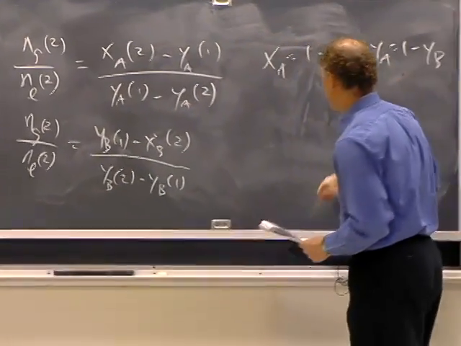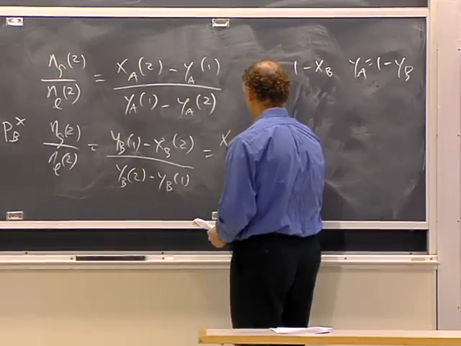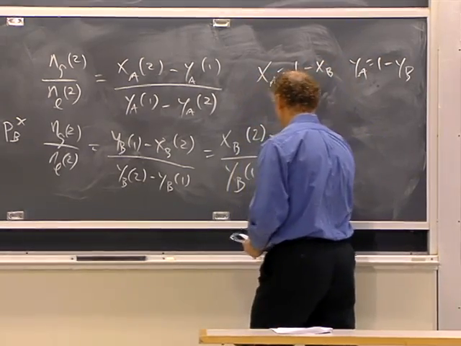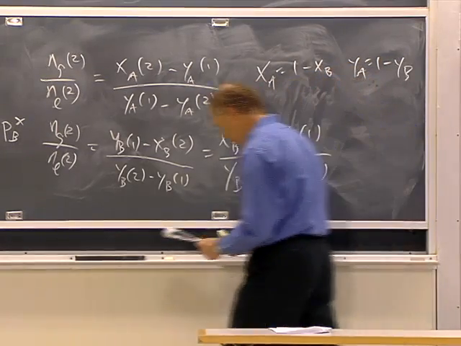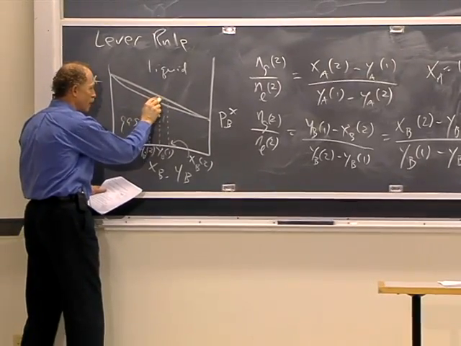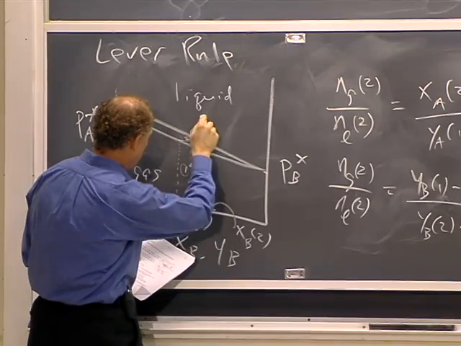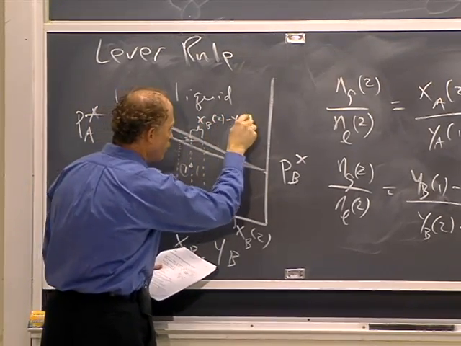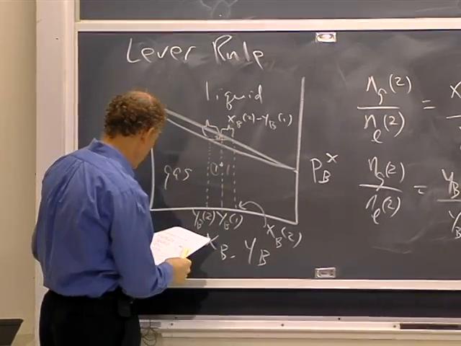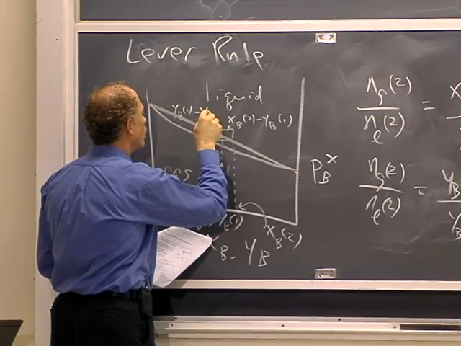So all I've done here is substitute in these expressions. And now I'm going to just switch both of these, since I'm going to multiply both sides by -1. So I can write XB of 2 minus YB of 1 over YB of 1 minus YB of 2. All right. So that's the result that I want, because if I look at the two segments of this line on either side of the pressure value I've reached, then what I see, of course, is that over here I've got XB of 2 minus YB of 1. That's this. And this part is YB of 1 minus YB of 2.